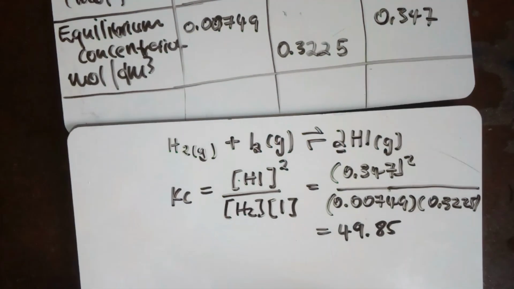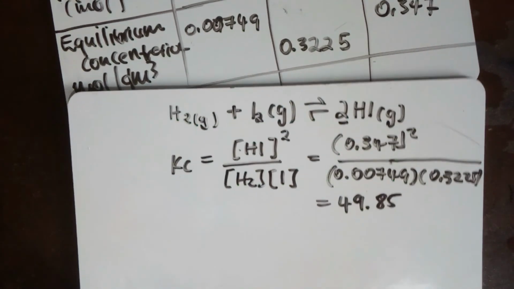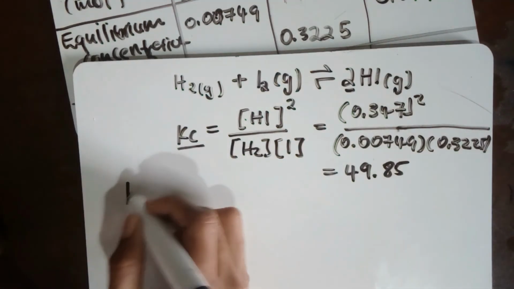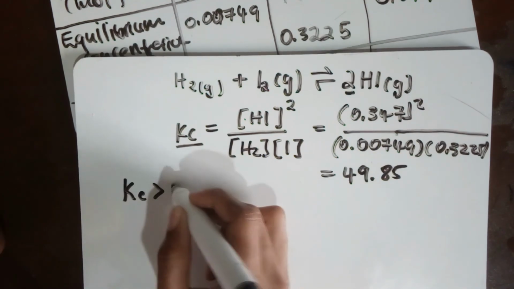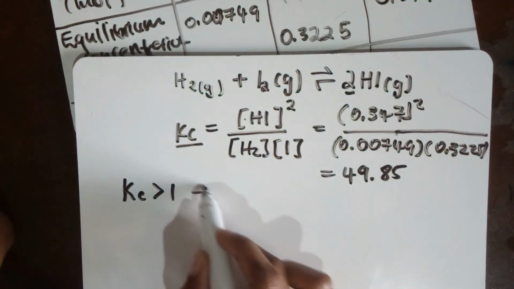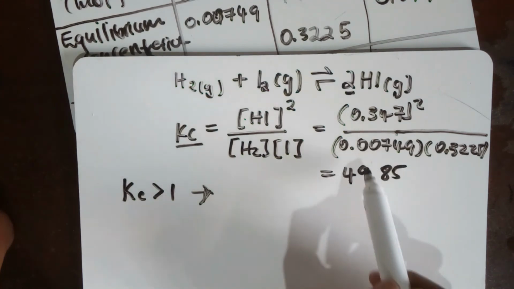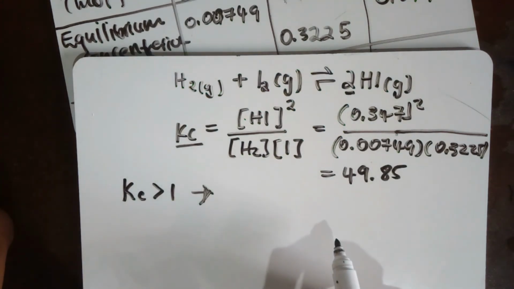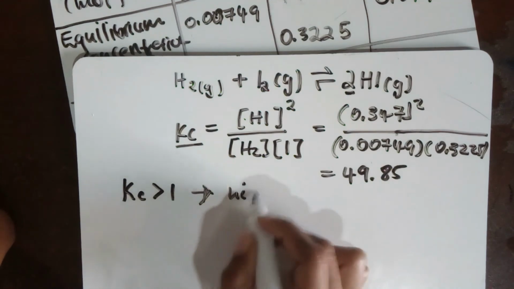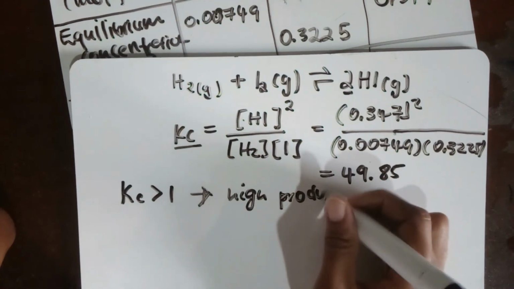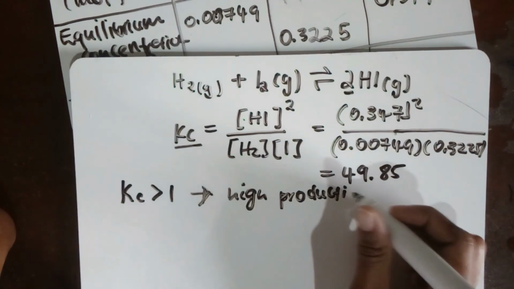Cool. So to wrap up our discussion, we have to now really ask ourselves a few questions. What does this mean? What does it mean when we have a Kc value that is greater than 1? This means that we actually have more products at equilibrium than reactants, right? So this means we have a high product concentration at equilibrium.